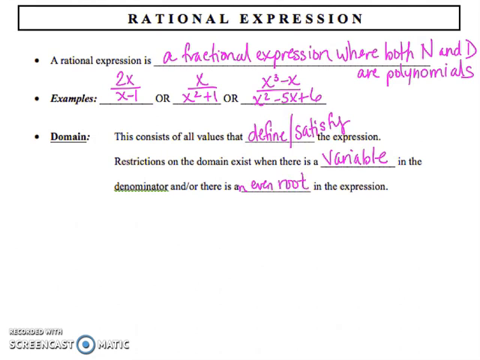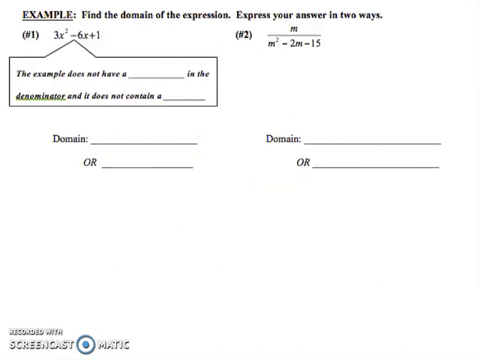in the expression, okay? And I have these domain restrictions on my classroom wall above the whiteboard on the green poster too. So you can always look there if you can't remember what to look for when you're considering domain. So let's take a look at a few examples here. It says, find the domain of the expression, express your answer in two ways. Okay, so we'll get to that when we talk about what the domain is as far as how we can express it in two ways.